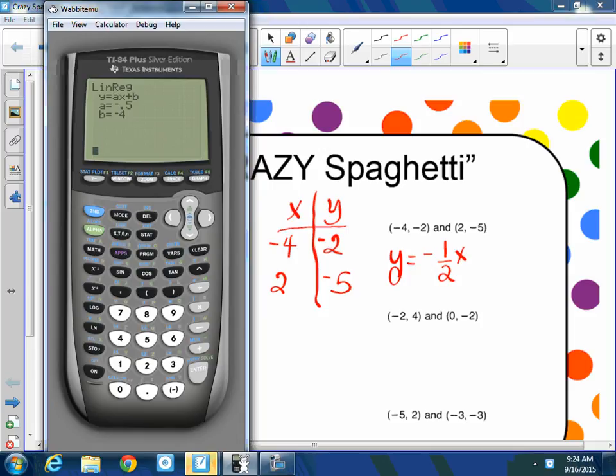Look at the A. This is A. You're just plugging in the equation, right? Are you plugging in the equation? The A is negative 1.5. Most of the time you will see it as a fraction, not as a decimal. And then your B would be what? So that would be minus 4. You ready to do the next one?